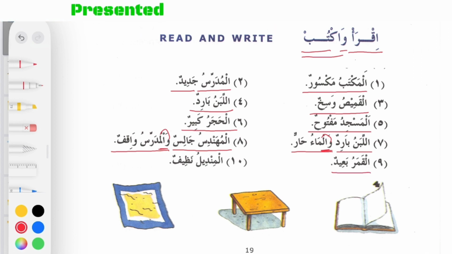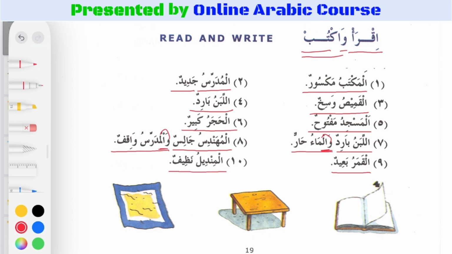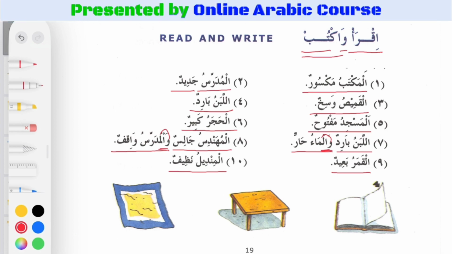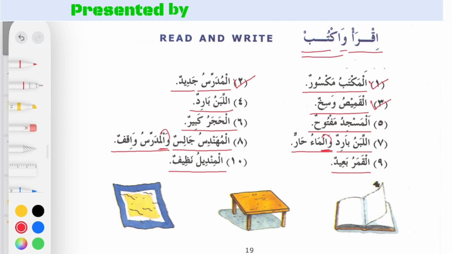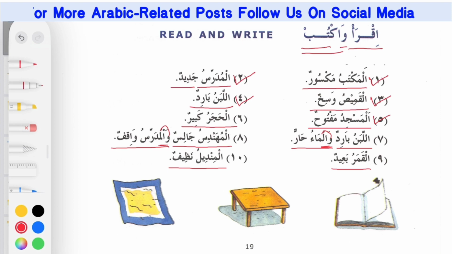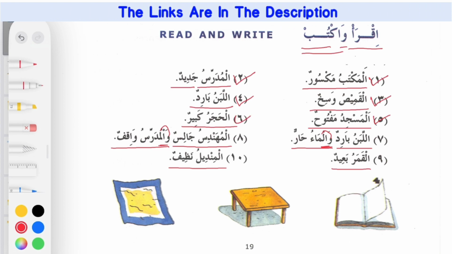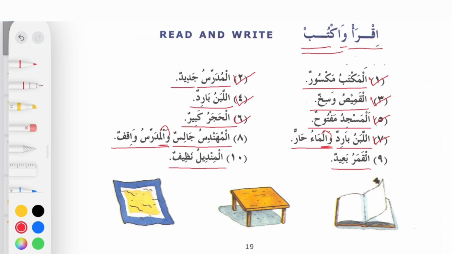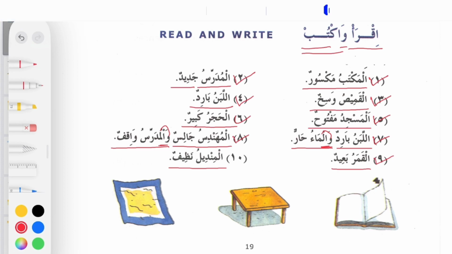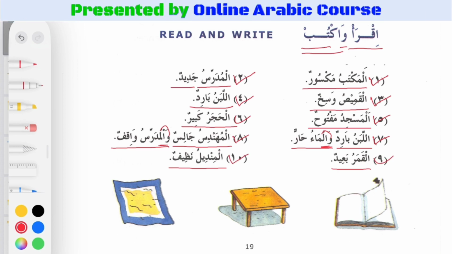Al-qamaru ba'idun. The moon is far away. Al-mindilu nadifun. The handkerchief or the hanky is clean. Once again, al-maktabu maksurun, al-mudarrisu jadidun, al-qamisu wasikhun, al-labanu baridun, al-masjidu maftuhun, al-hajaru kabirun, al-labanu baridun, wal-ma'u harrun, al-muhandisu jalisun, wal-mudarrisu waqifun, al-qamaru ba'idun, al-mindilu nadifun.